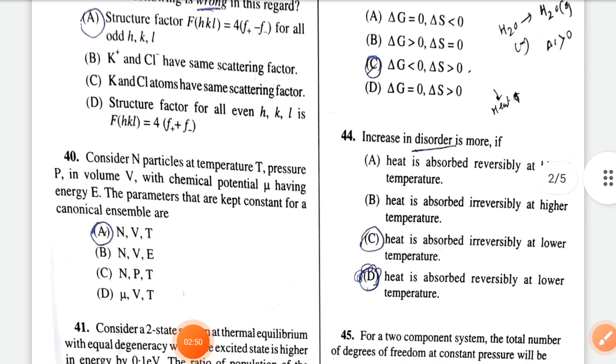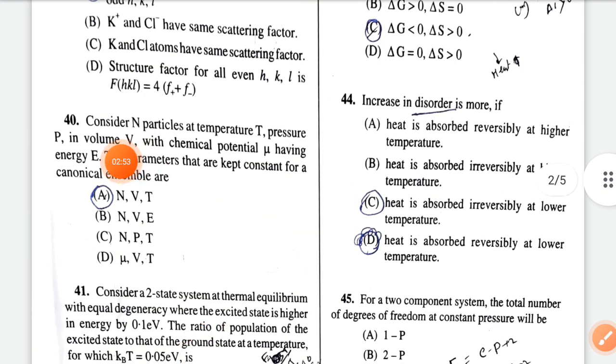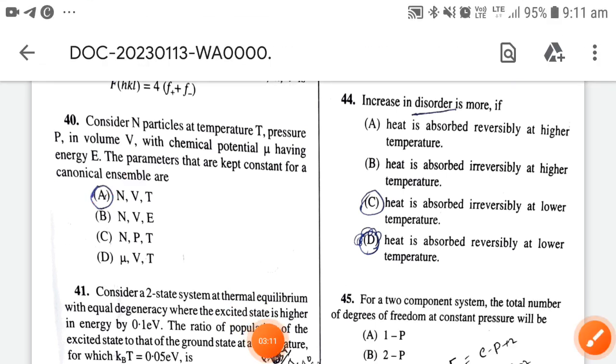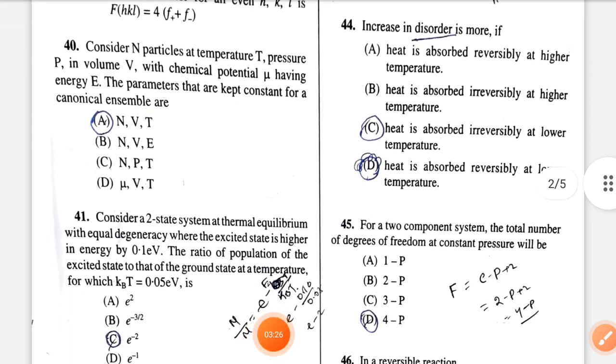Okay. Next, consider N particles at temperature T, pressure P and in volume V with chemical potential mu having energy E. The parameters that are kept constant for a canonical ensemble are... Here the correct option is option A. Here I have a short video where I write some tricks for remembering this topic. Okay, you can see from this short.